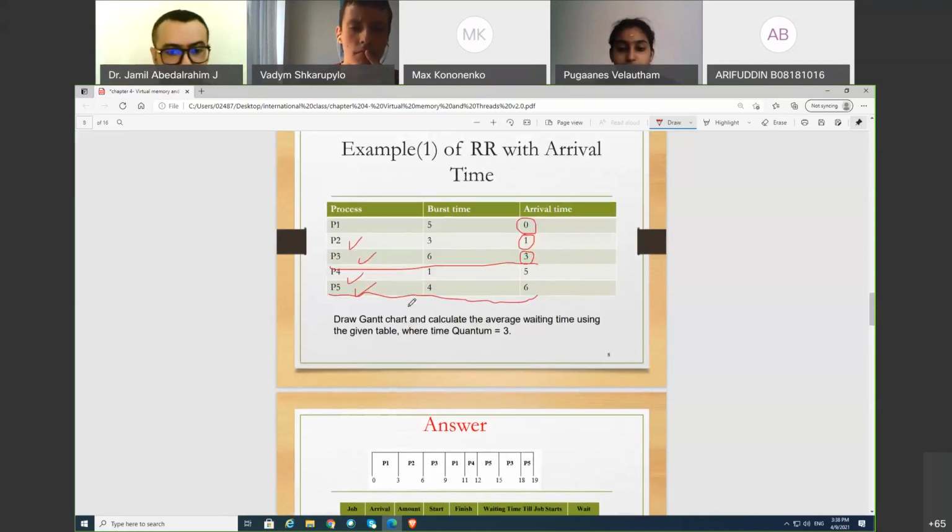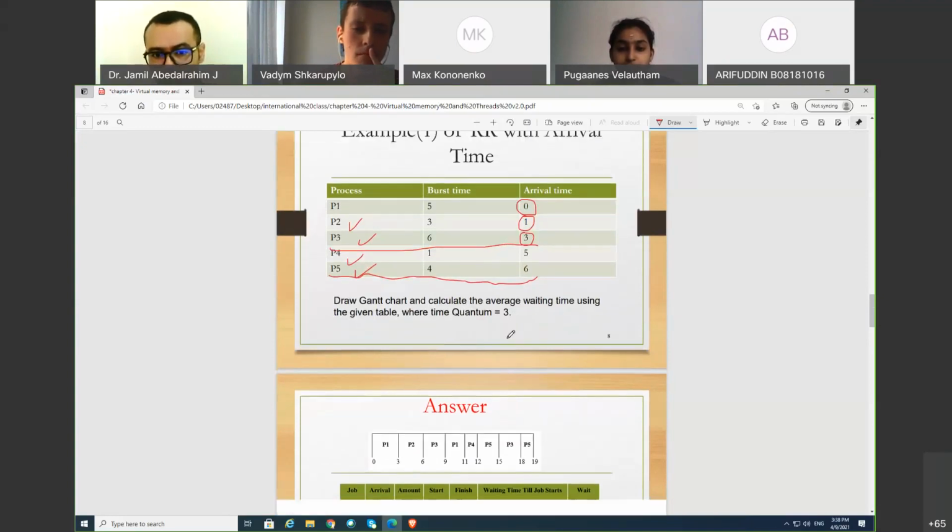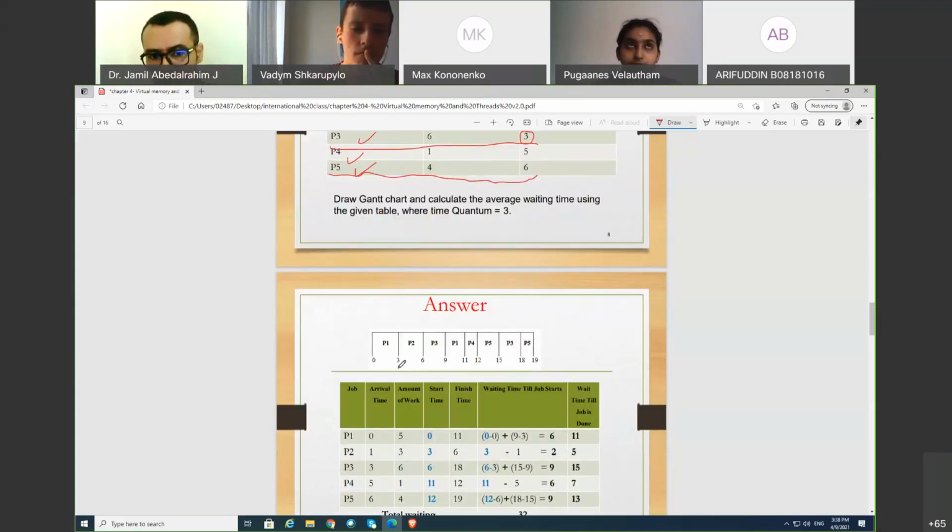But the given quantum is 3. It means each period, we can execute a maximum of 3 units. Then we go to the next 3 units. Then we go to the next 3 units.